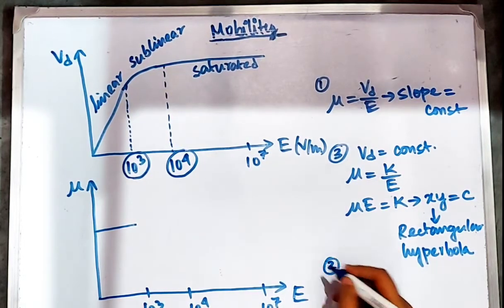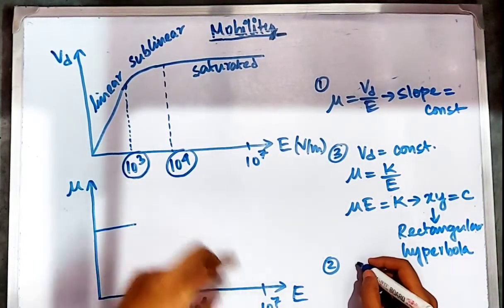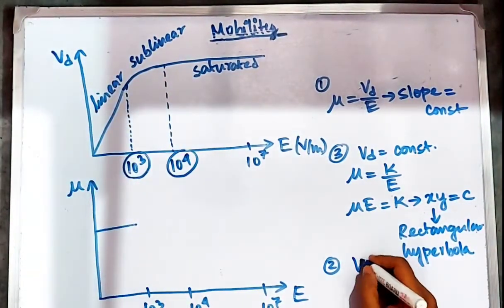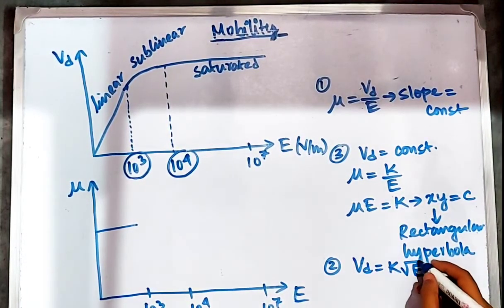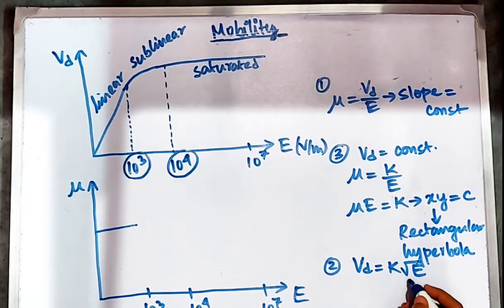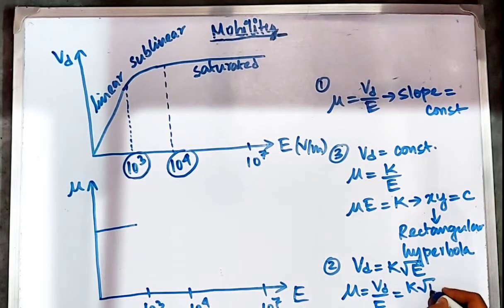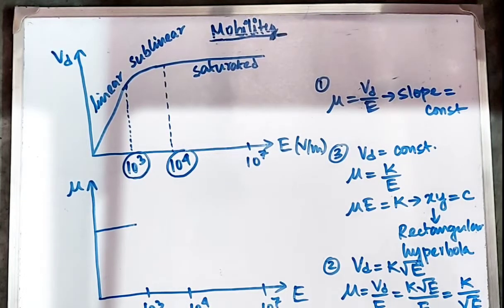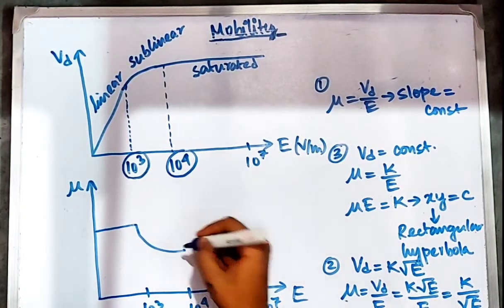And in case of the second region, the sublinear region, it actually follows the equation Vd is equal to k root E. This is the equation for the sublinear region, Vd equal to some constant into root over E. So of course if we put the value here, then k root E divided by E becomes k by root E. If we plot this relation mu equal to k by root E, it will look like a parabola.